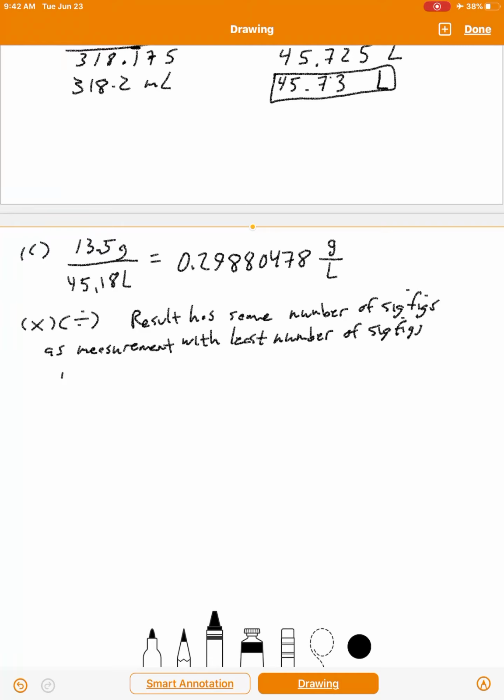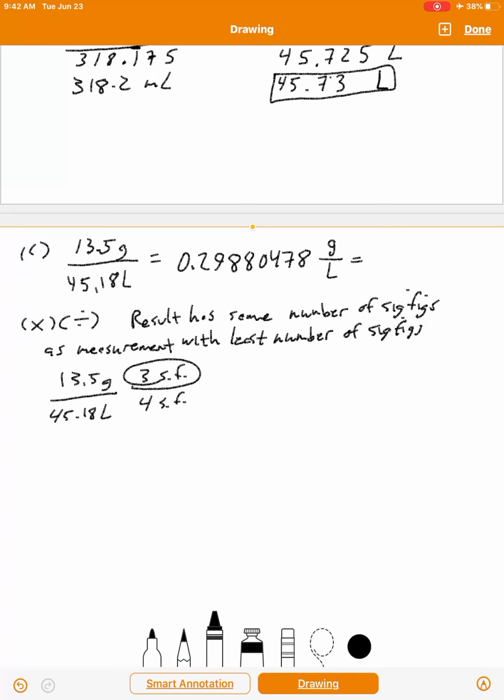In 13.5, there's 3 sig figs, right? 1, 3, and 5. In 45.18, there's 4 sig figs. 4, 5, 1, 8. That's 4 sig figs. So your answer has the same number of sig figs as the measurement which has the least number of sig figs. Well, that's this one up here, 3. So that means we're going to round it to 3 sig figs.